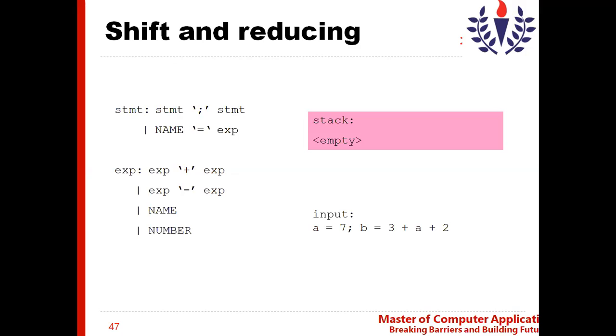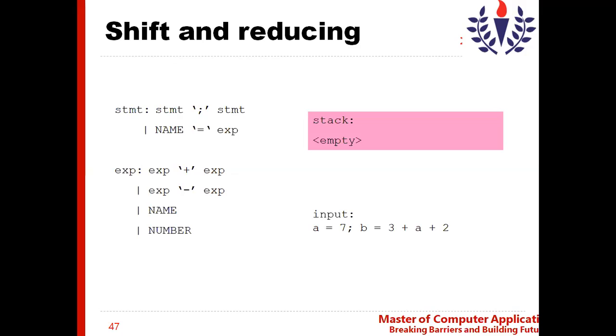So there is an input. You can see the input and we have the grammar. There are two grammars which are used in the rules section of the YACC program. So we have the first grammar, STMT colon, STMT semicolon STMT. STMT is meant for statement. Or, the pipe is used, name equal to EXP. And another grammar is EXP colon, EXP plus EXP or EXP minus EXP or name or number.